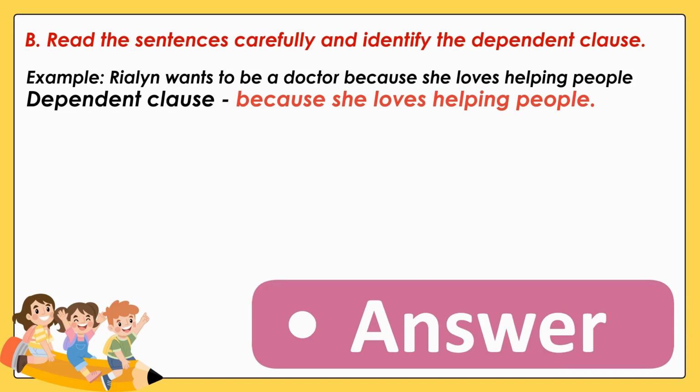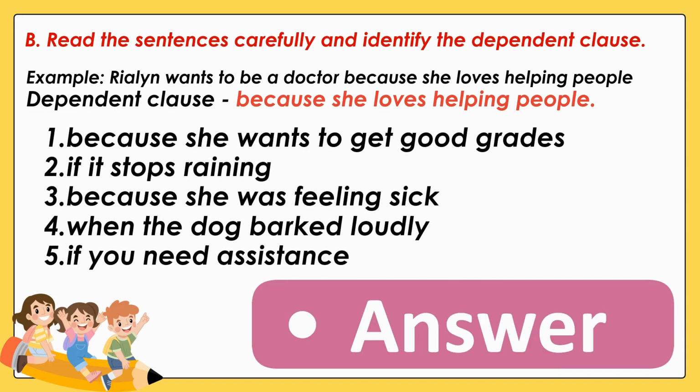Here are the answers. Number 1. Because she wants to get good grades. Number 2. If it stops raining. Number 3. Because she was feeling sick. Number 4. When the dog barked loudly. Number 5. If you need assistance.